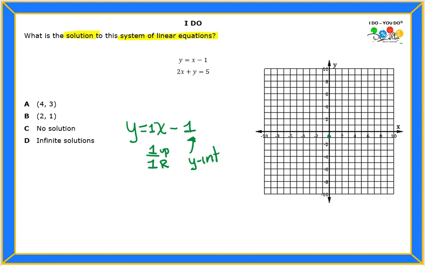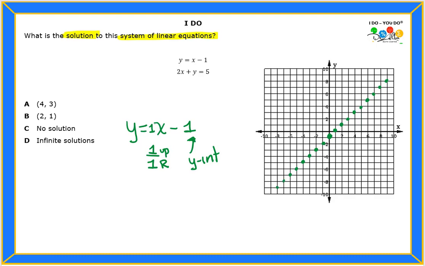I'm going to start at -1, which is on the y-axis. And then I'm going to go 1 up, 1 to the right. Okay? Just keep on going, 1 up, 1 to the right. And then we can do the opposite so that we can go to the opposite direction, right? So we're going to go 1 down and 1 to the left. 1 down and 1 to the left, okay?